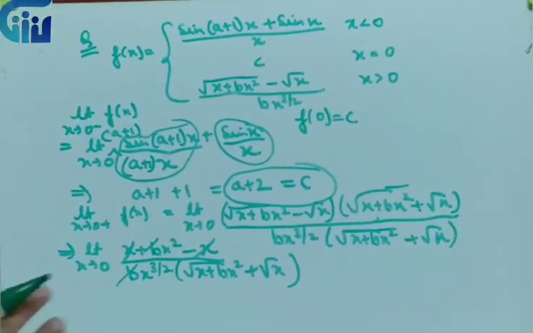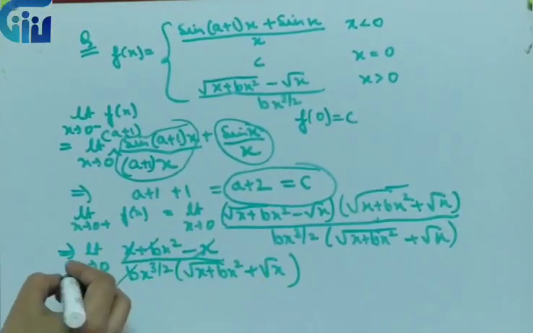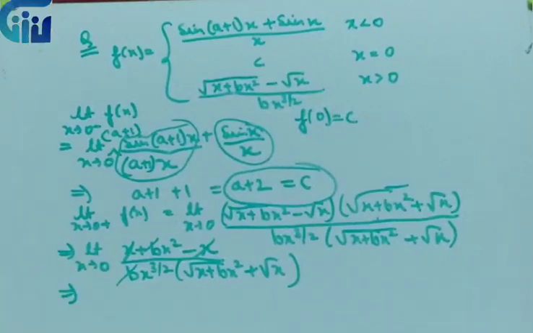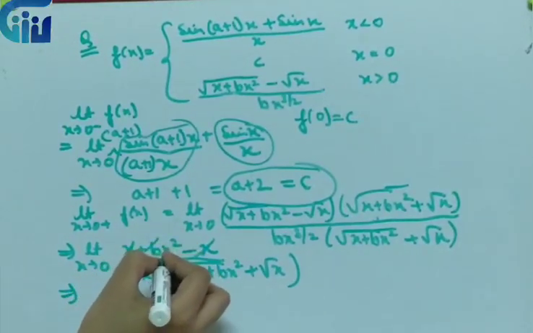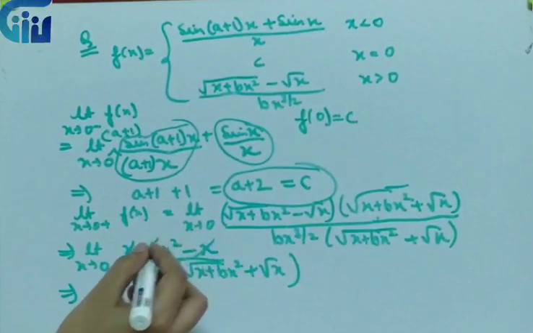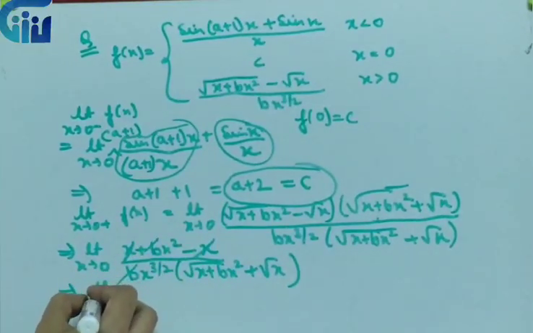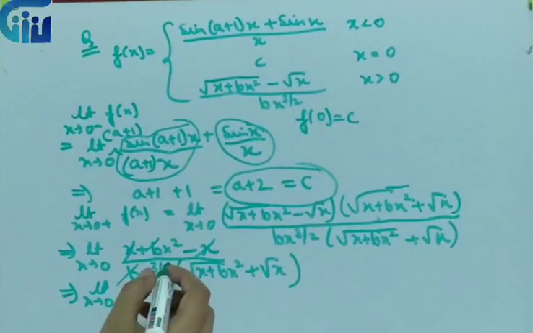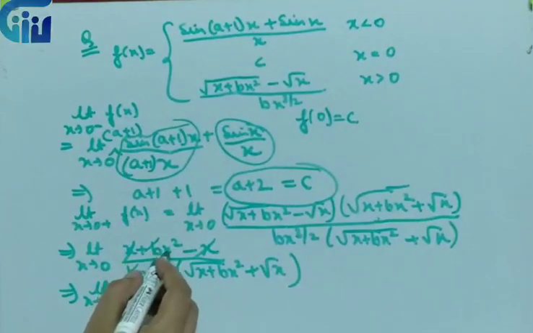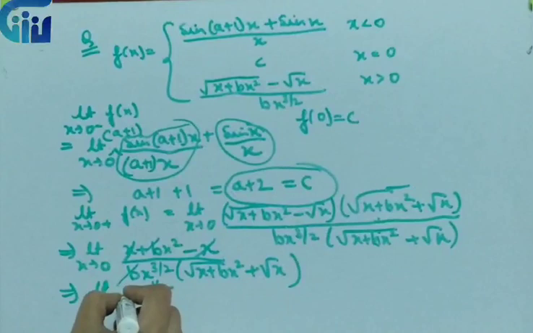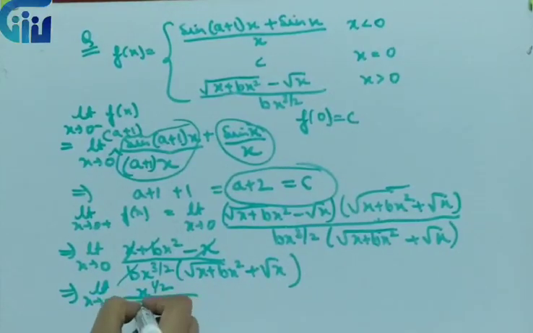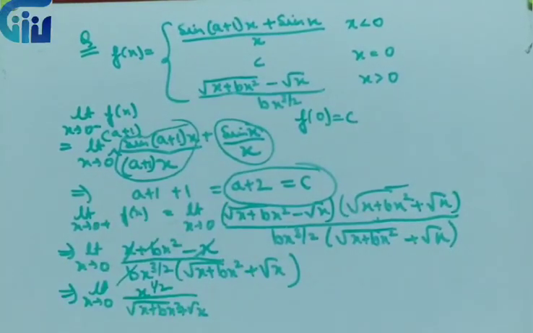What will we get? If I just solve it up, I'll get this over here. So this is 2 minus 3 by 2, which will give me root. What will I get? I'll just get x power 1 by 2. And this will be under root of x plus bx square plus root x over here, right?